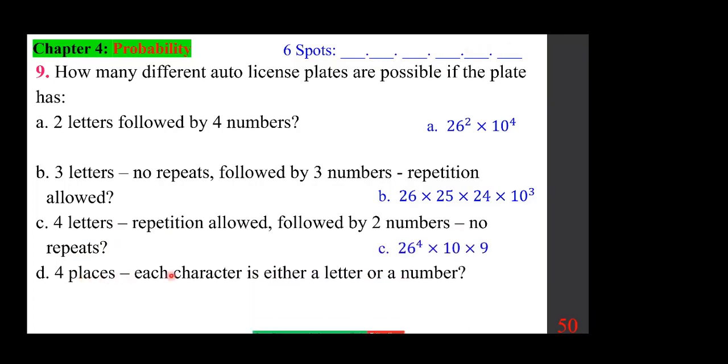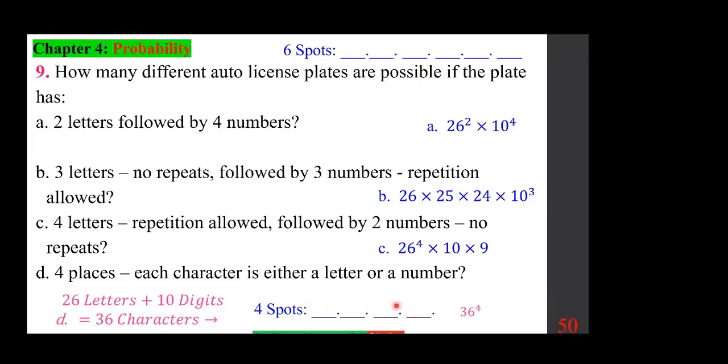Now 4 places, each character is either a letter or a number. Well, we have how many letters? 26. How many numbers? 0 to 9, 10. So we have a total of 36 alphanumeric characters. And how many spots? 4. 1, 2, 3, 4. Only 4. So 36 to the power of 4. So take a look. We have a total of 36 characters. We have only 4 spots, and we can fill up 36 in each and every one of them, no restrictions. The answer is 36 to the power of 4.